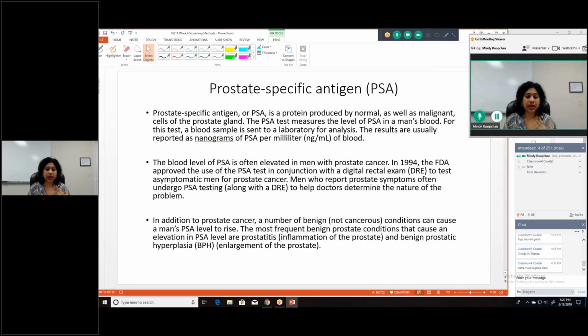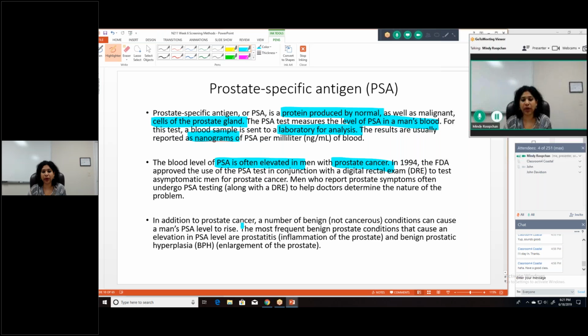For your PSA, prostate-specific antigen, this is a protein that's produced by normal and also malignant cells of the prostate gland. This PSA test is going to measure the levels of PSA in the male patient's blood. For example, this blood sample is sent to a laboratory for analysis, and they use nanograms to see what the levels are. So the blood level of PSA is often elevated if the man has prostate cancer. In addition to prostate cancer, benign, not cancerous, conditions may also cause the PSA levels to rise.